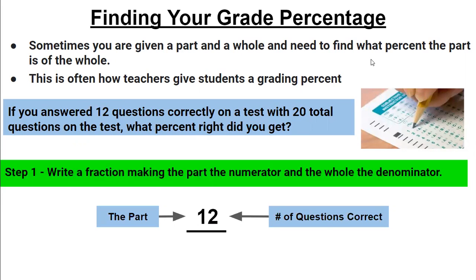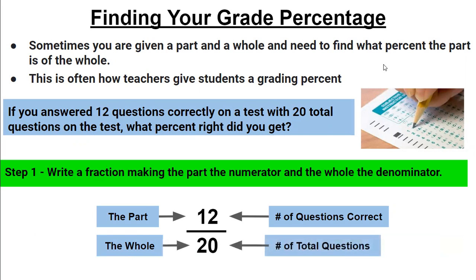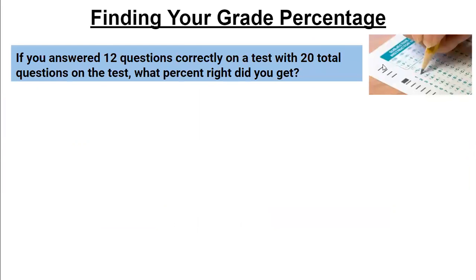So 12 is the number of correct questions and 20 is the number of total questions. So you always put the part on top and you put the whole on the bottom. Now what do you do?